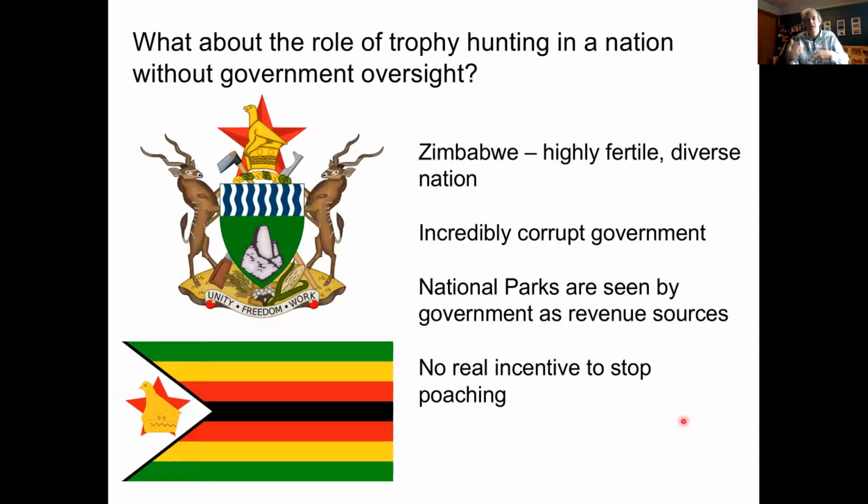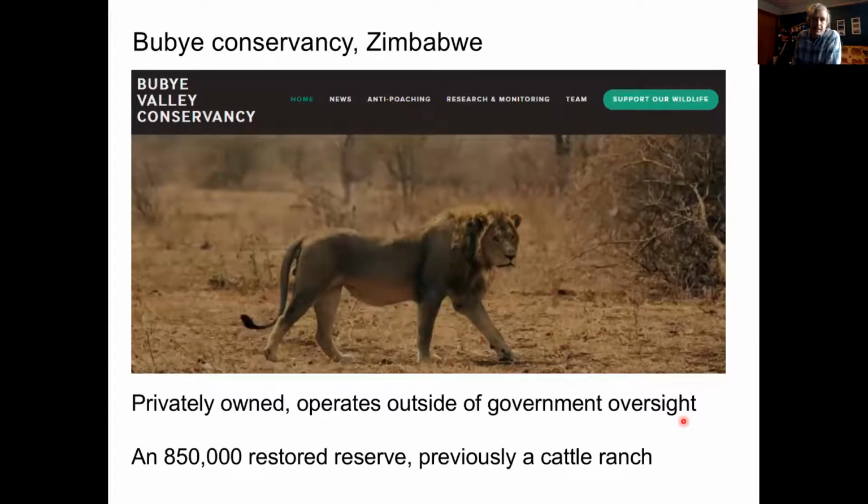So what is the role of trophy hunting in a nation without this government oversight? And so what's happened in Zimbabwe is the rise of private conservancies. And one of the biggest of these is a place called Bube Conservancy in Zimbabwe. So Bube Conservancy is a massive privately owned hunting conservancy. It operates outside of government oversight. So it's a private consortium. The government has no oversight in the management and the way this park works.